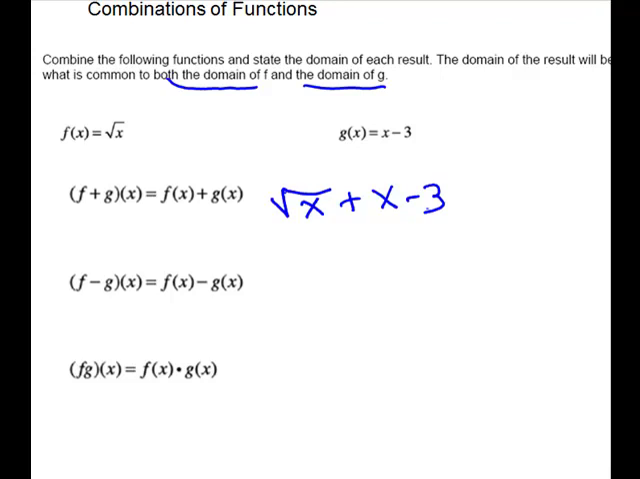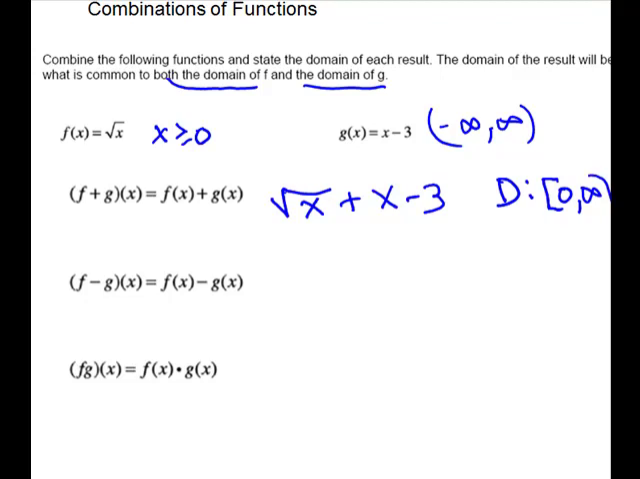For your domain, you do have a restriction on this one because it has a radical. x has to be greater than or equal to 0. No restriction on this one. But you have to do what's common to both. So for this one, the domain will be x is greater than or equal to 0. So I will use interval notation. So 0 to infinity.